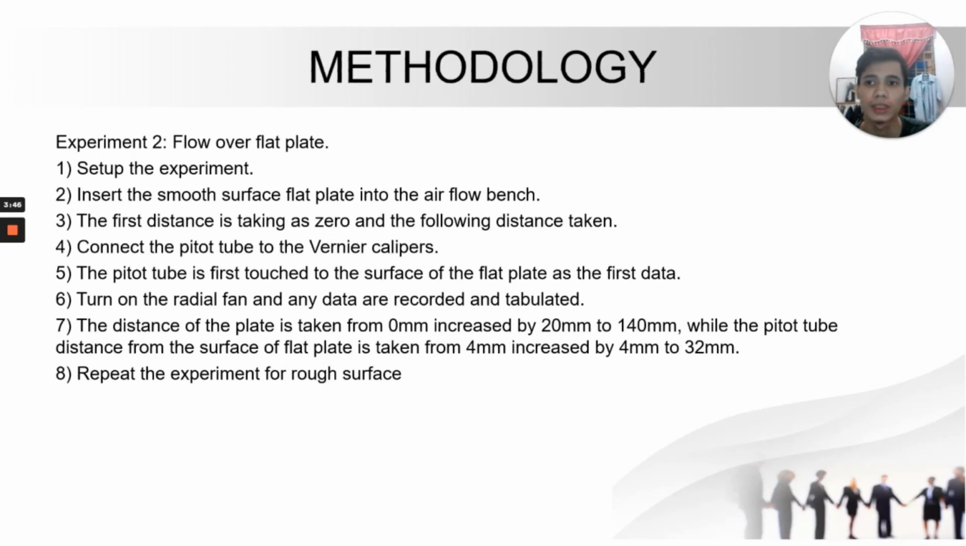For the second experiment, flow over a flat plate. Firstly, set up the experiment. Then insert the smooth surface flat plate into the airflow bench. The first distance is taken as 0 and then the following distances are taken. Connect the pitot tube to the vernier calipers. The pitot tube is first touched to the surface of the flat plate as the first data. Turn on the radial fan and record and tabulate the data.